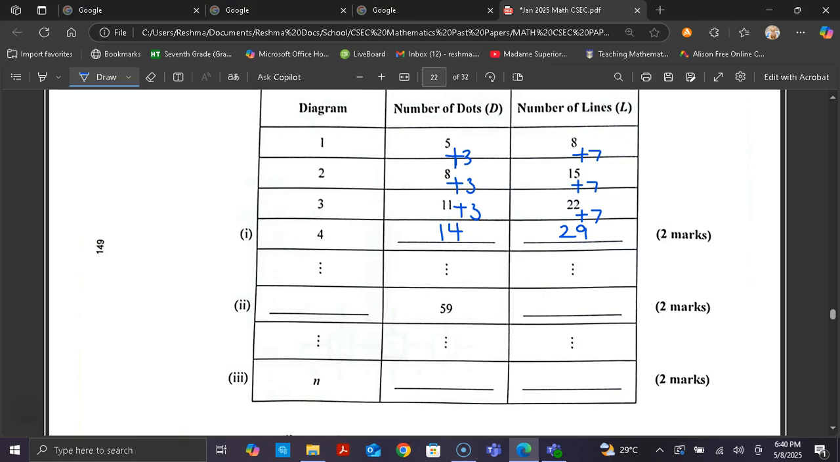So these dots here in the table mean that we are skipping some diagrams and going to a diagram that has 59 dots in it. So you have to work backwards to get what the diagram number is. So let's figure out the general rule first. That is, for any n diagram where n can be any number, what is the general formula, pattern or rule that would help us to figure out the number of dots and the number of lines.